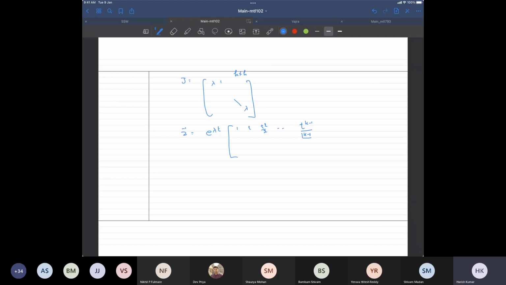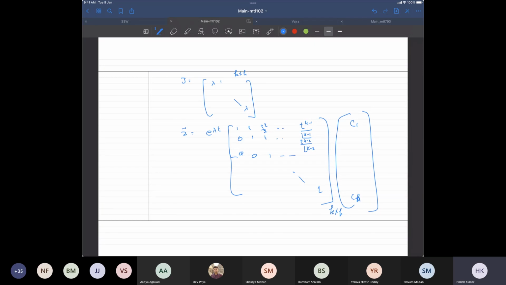Now you just keep shifting by one index, and in the end you will get 1 here. And this you multiply with the constant vector c, so this will be k cross k. This is the solution you will get corresponding to that.